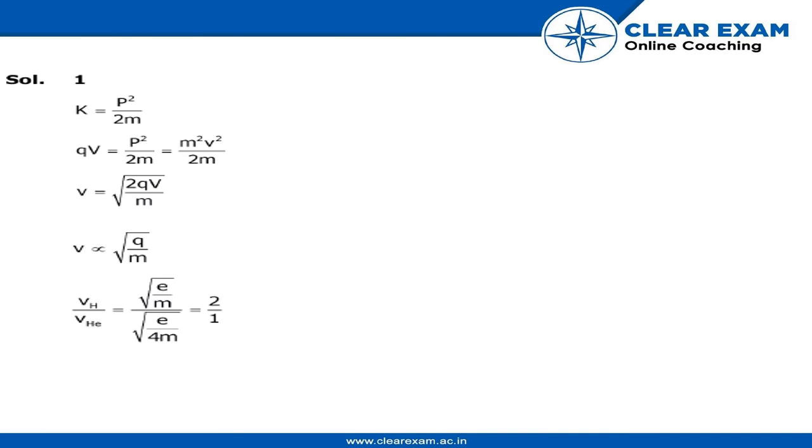So we would now find the ratio between the ions of hydrogen and helium, which would be root of e by m upon root of e by 4m. So we would get the value of 2:1. So the ratio between the speed of hydrogen ions and helium ions would be 2:1.